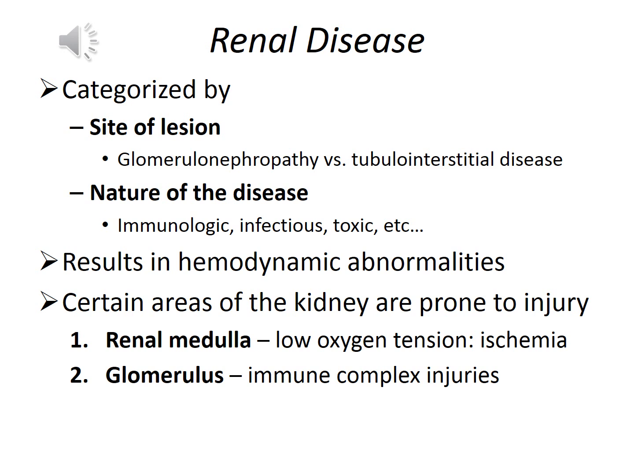One is the renal medulla. The renal medulla has a very low oxygen tension, and if we think about it, primarily because of the high osmolarities that occur in the renal medulla, it's very hard to dissolve oxygen in high salt water concentrations, so therefore we have low oxygen tension. So the renal medulla is very prone to ischemic injury. The other place is the glomerulus, and that one is very, very prone to immune complex injuries for reasons we'll describe a little bit later.